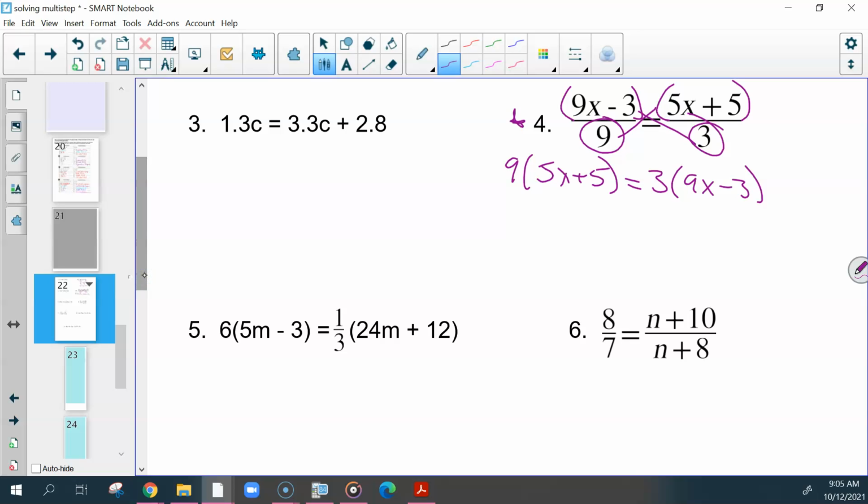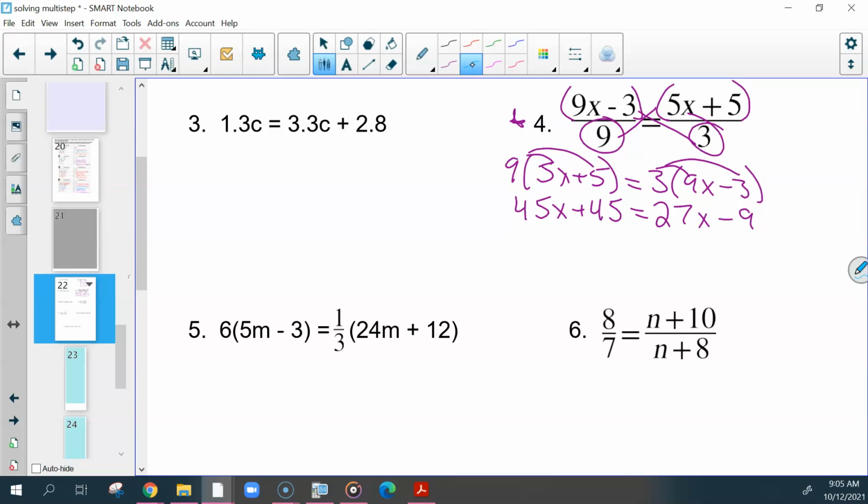So how would I start solving this one? This would give me 45x plus 45 equals 27x minus 9. We don't have like terms on the same side we can combine, so we're going to skip that step. Now we can move a variable or constant. What variable or constant do we want to move?